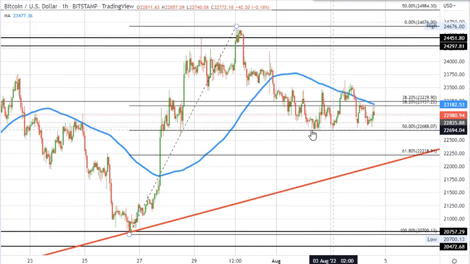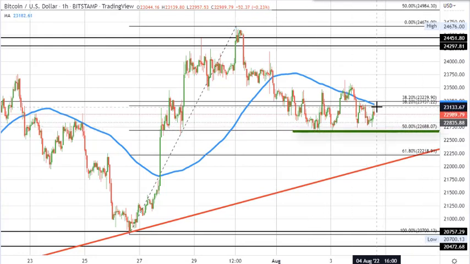That is the 50% retracement at $22,688, and on the top side we're going to be looking at the 100-hour moving average at $23,182. That's the blue line right here. Get above it, and traders will look for further upside momentum. Move below the 50% retracement, and traders will be looking for more downside momentum.